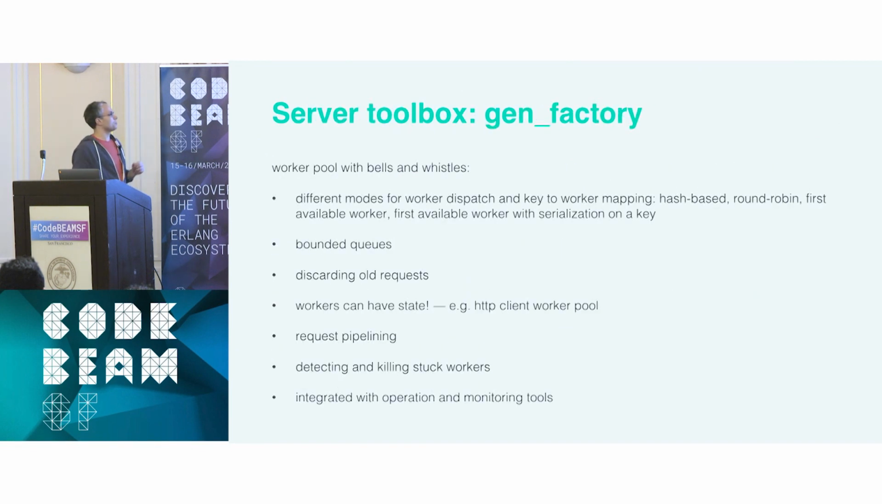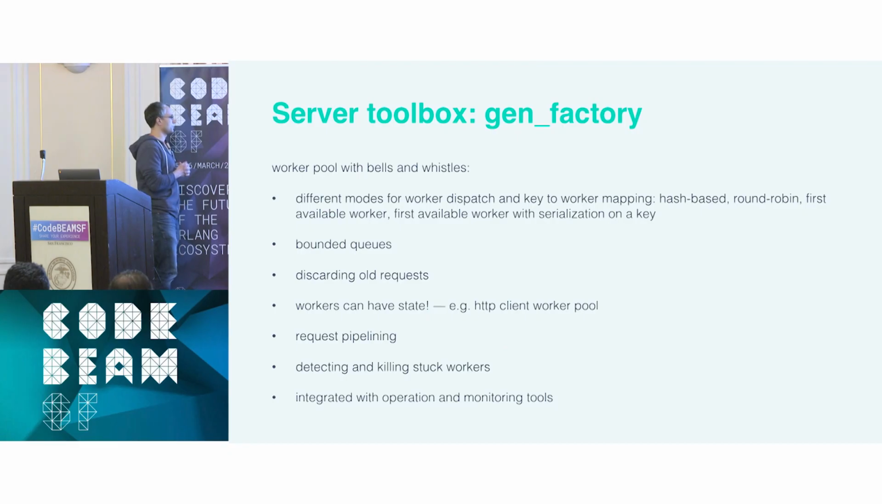So this is one of the greatest tools that we have in our system. Basically, most of the concurrent workloads that we run in the system are modeled in one way or another using this single module. It's called Gen Factory. It addresses all the use cases that I talked about before, plus it has many extras. For example, it has different key-to-worker mapping. It can map deterministically, or just round robin through the workers, or do FIFO.